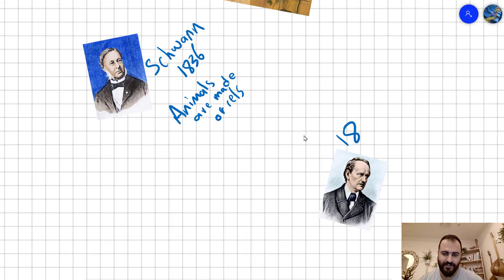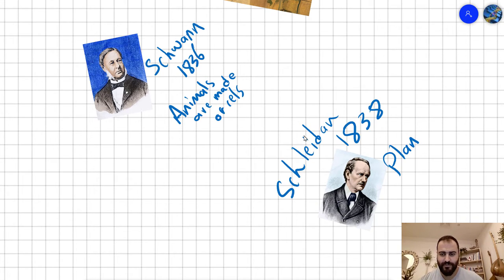Then came the botanist after 2 years, in 1838, Matthias Schleiden. By the way, all these scientists are German. And he came up with the same conclusion, but for plants. And he said that plants are made of cells.